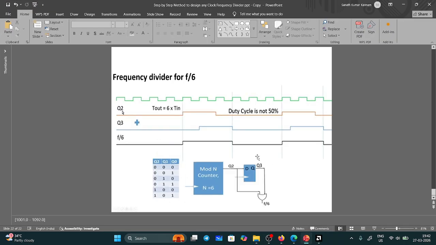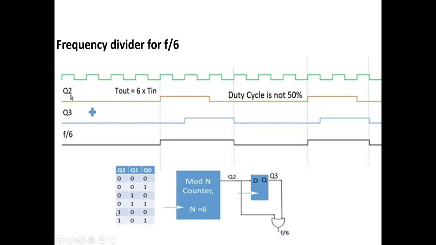Next, the frequency divided by 6 circuit. This is off for 4 cycles and on for 2 cycles. So you need to alter the output frequency by how much? 1 cycle. To alter the output frequency by 1 cycle, you need to use a positive edge trigger D flip-flop, so that this will be on for 3 cycles and off for 3. Normally, how much duty cycle are you getting? 2 by 2 plus 4, that is 2 by 6 into 100, so 1 by 3 into 100. You are getting 33.33% duty cycle, but you need 50% duty cycle.